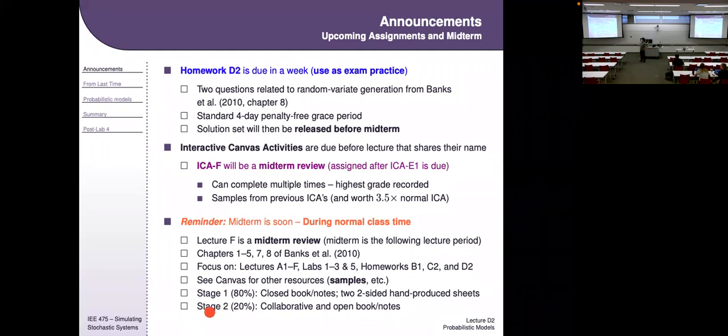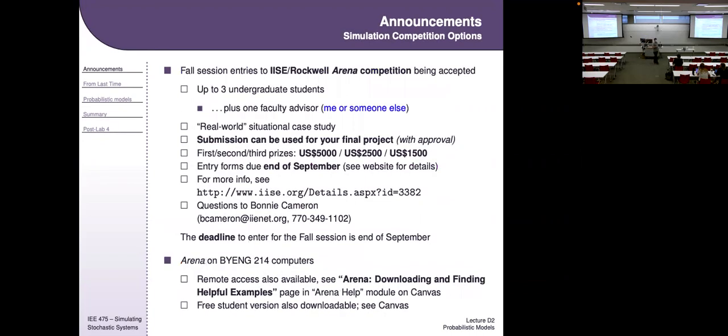Then stage 2 is the exact same exam, but you can have open book, open notes, and you can collaborate with each other, as long as you collaborate only with people in this class, so only those signed up to take this class this semester in this section. It'll be exactly the same. You won't get your scores in between, you won't get answers in between, but your total midterm score will be 80% your individual score and 20% your group score. So that's what's coming up there.